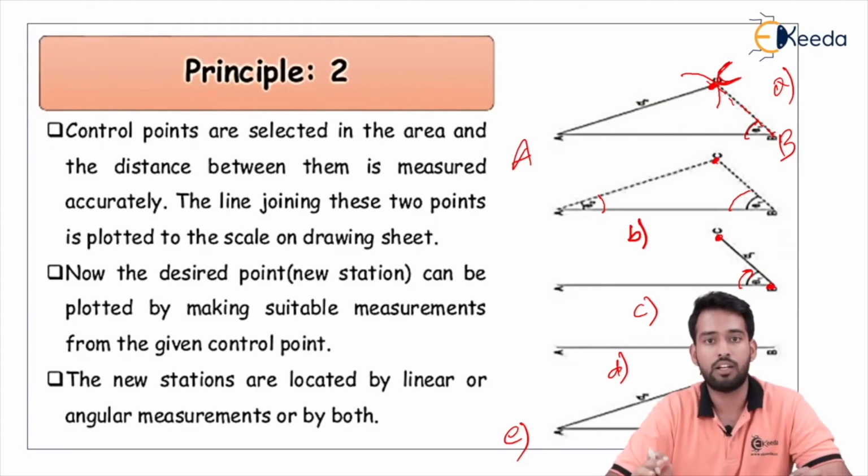So wherever we are doing surveying and locating a point, we have to use at least two measurements, whether it can be a linear measurement or an angular measurement.